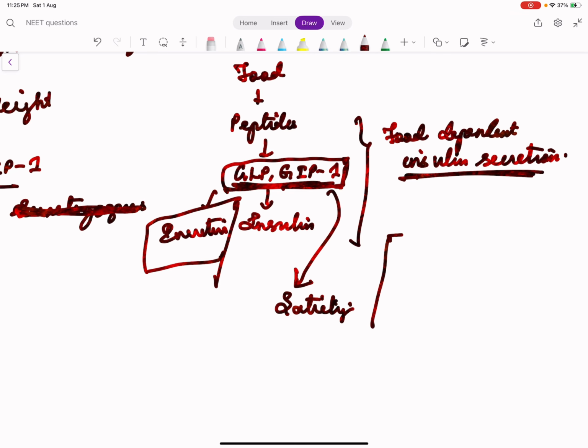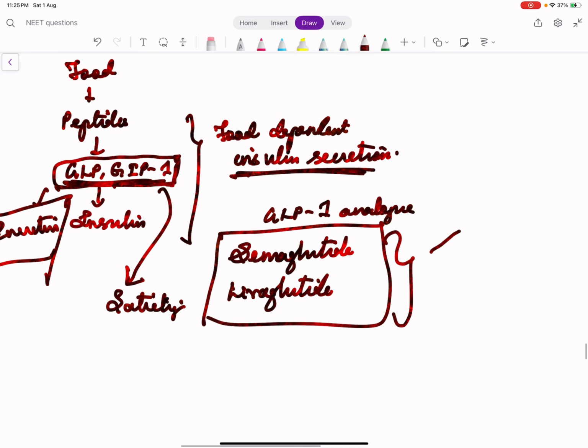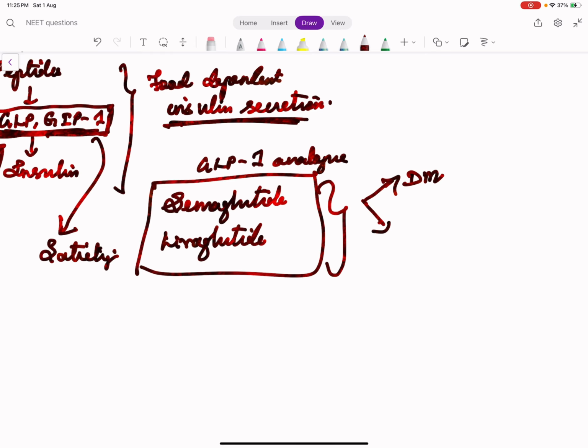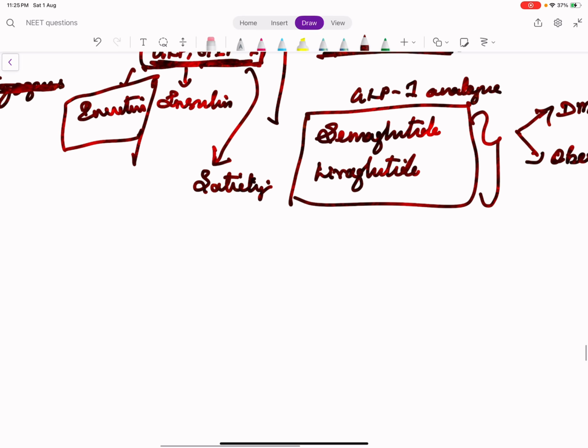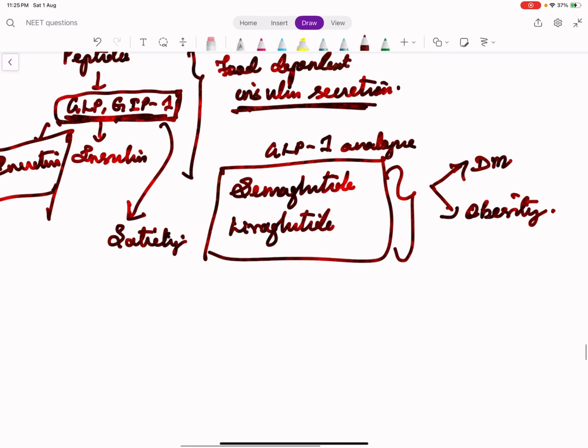Okay, so the GLP-1 analogs, which is now trending, is semaglutide. Previously we had liraglutide. So these drugs can be used for two purposes. One, they are used for diabetes because it is an incretin. And they can also be used for obesity because it causes satiety, right? Apart from satiety, this GLP and GIP also have some mechanisms on fat metabolism also.